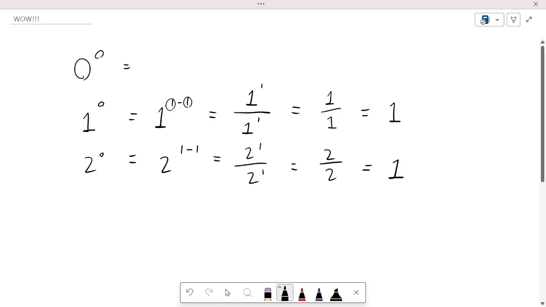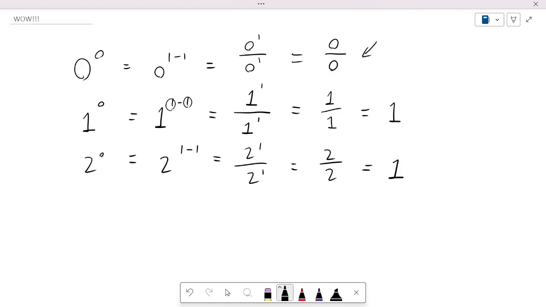Now we're going to focus on 0 to the power of 0. So let's do the exact same thing. We take 0, we're going to say 0 to the power of 1 minus 1, which is just going to be equal to 0 to the power of 1 divided by 0 to the power of 1, which is equal to, anything raised to the power of 1 is just the same, so it's going to be 0 divided by 0.